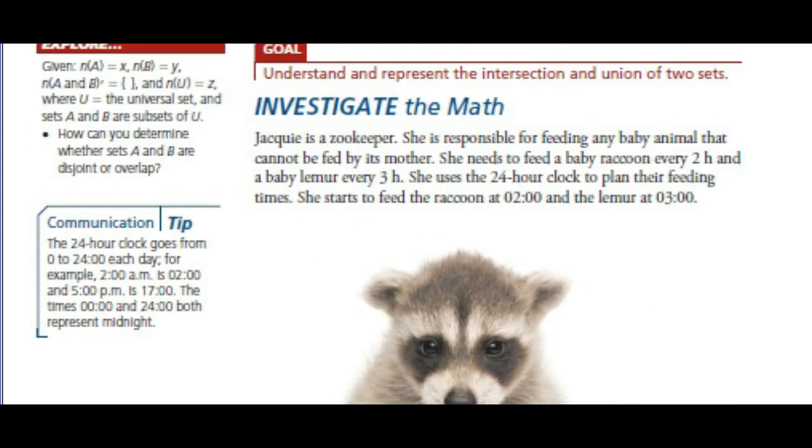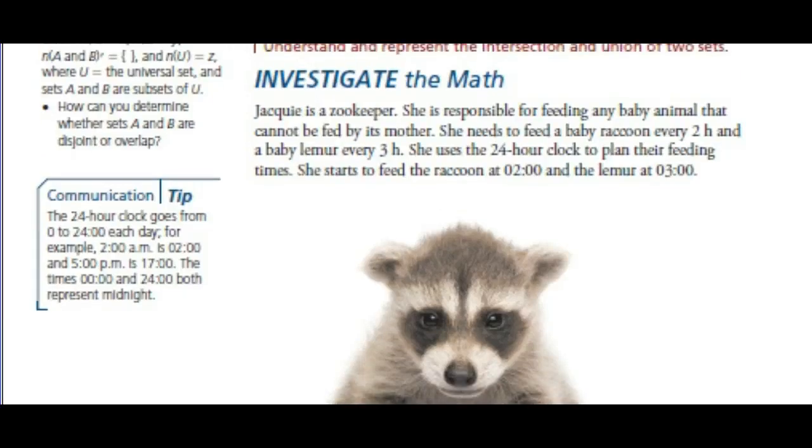Jackie is a zookeeper. She's responsible for feeding any baby animal that cannot be fed by its mother. She needs to feed a baby raccoon every 2 hours and a baby lemur every 3 hours. She uses the 24-hour clock to plan their feeding. Right? It just means she's going to count from 0 to 24. She starts to feed the raccoon at 0200, which is 2 a.m., and the lemur at 0300, which is 3 a.m.